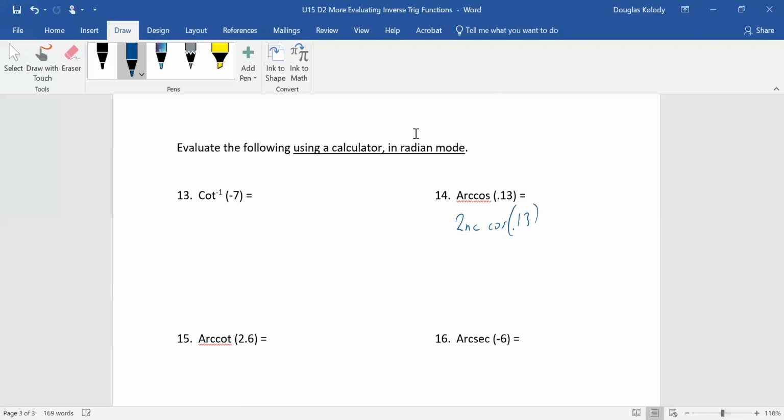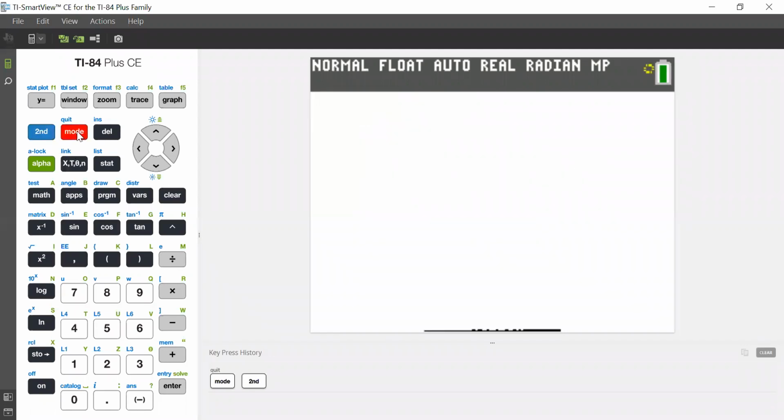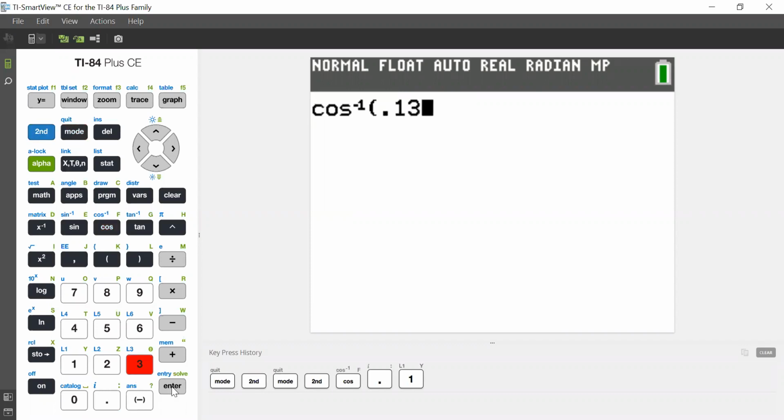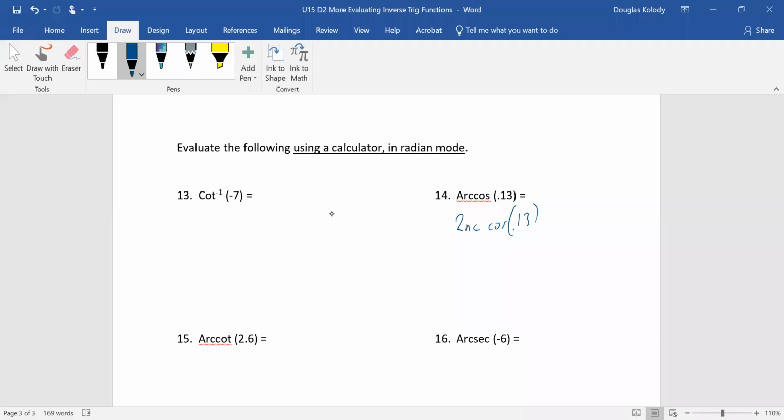First and foremost, you need to make sure that you are in radian mode. Go to your mode. Make sure you are in radian mode. If you're in degree mode, go over to radian. So I'm going to hit second cosine, that's the cos negative 1 of 0.13. And I'll get my answer of 1.44. Done. So let's go to sheet. So theta is 1.44. And that's, by the way, 1.44 radians.